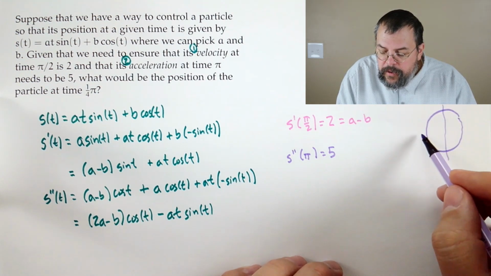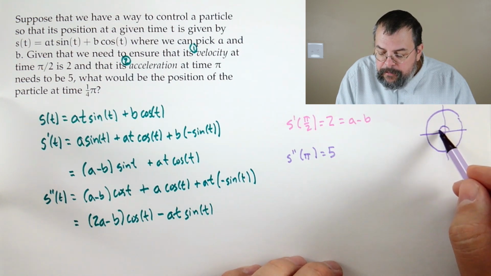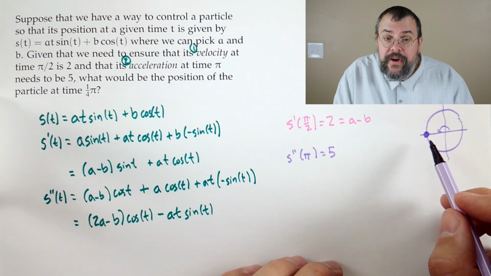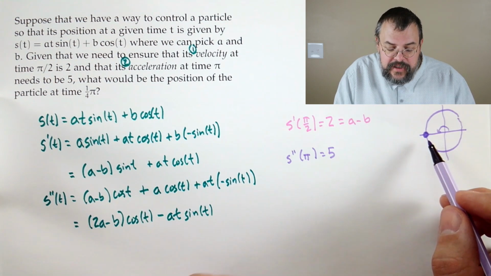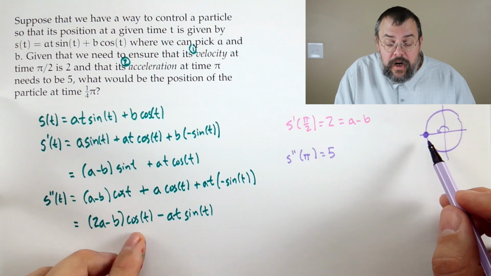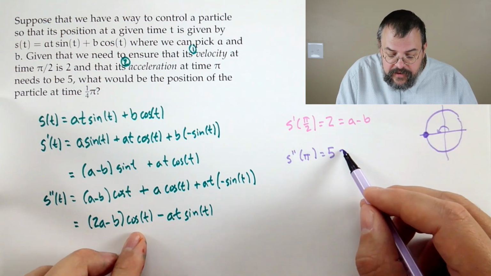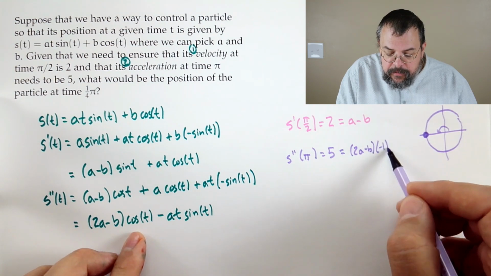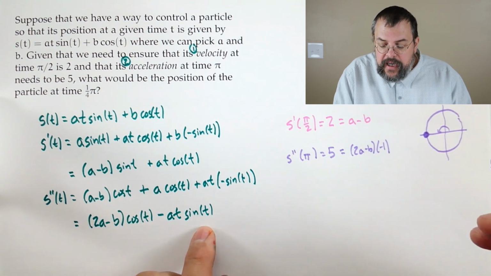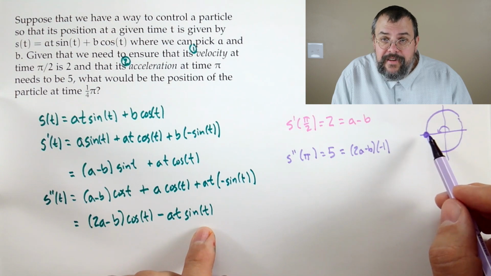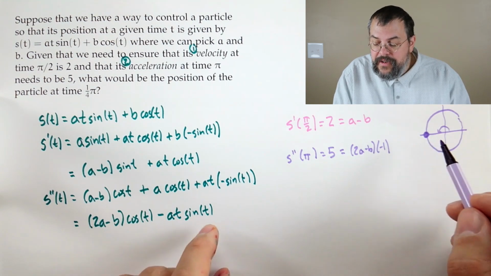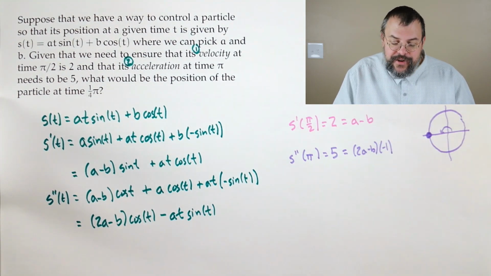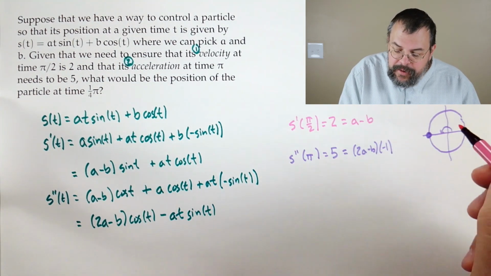So when we're at pi, we're halfway around. So this is where pi would be. Now, the cosine is the x-coordinate, so that is -1. So that says 5 is equal to 2a minus b times -1. Sine of pi is what? It's the y-coordinate. It's 0. So that goes away. That's very convenient. It's almost like they chose really convenient numbers. And I think it's because they did.